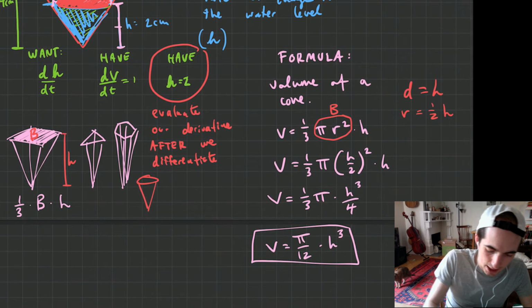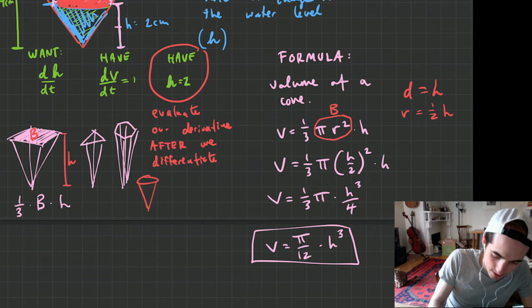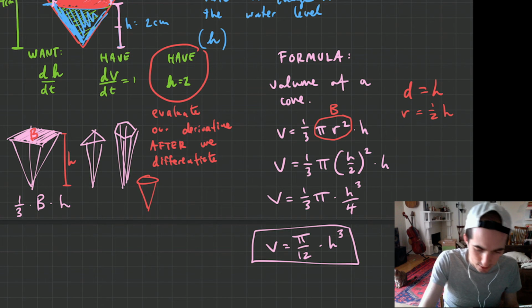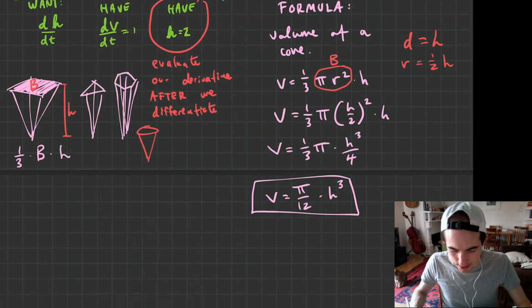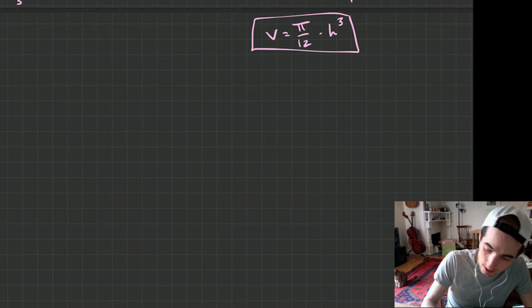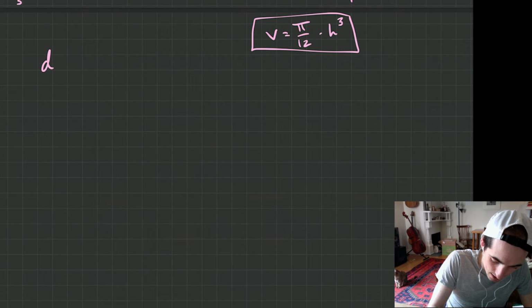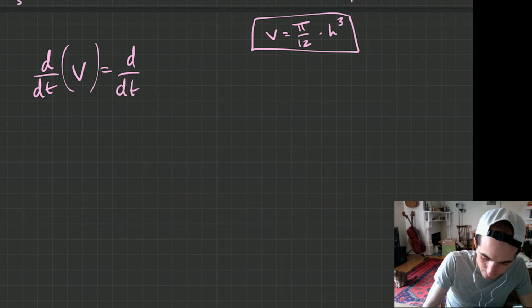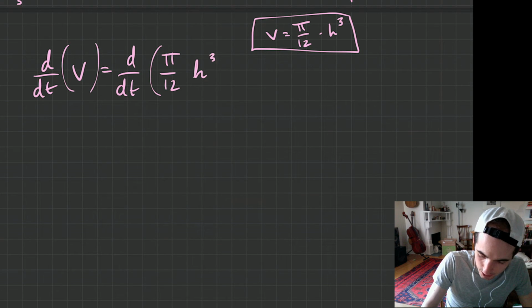Now we want to find the connection between dh dt and dv by dt. So we're going to differentiate both sides with respect to t. So let's just start a new slide here. So I've got d by dt of v, and I'm going to put everything in brackets, and d by dt of everything else. So pi over 12 times h cubed.